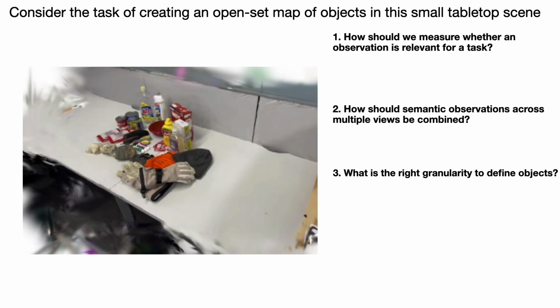First, how should we measure whether an observation is relevant for a task? Second, how should semantic observations across multiple views be combined? Third, what is the right granularity to define objects?